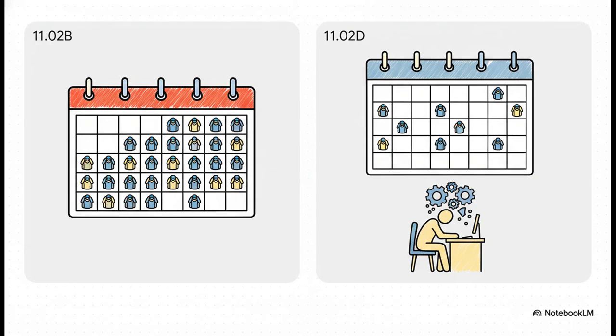Let's look at the first one, 11.02b. This one is all about frequency. You're having headaches at least once a week for 3 months in a row. Simple as that. The second path, 11.02d, is a little different. The frequency is lower, at least once every 2 weeks for 3 months. But, and it's a big but, you also have to show a marked limitation in your physical or mental functioning.